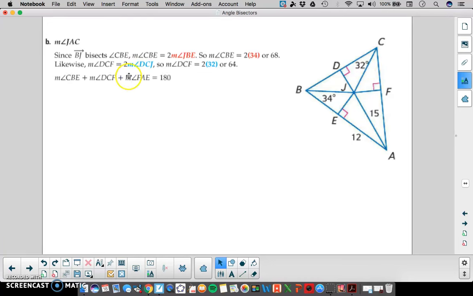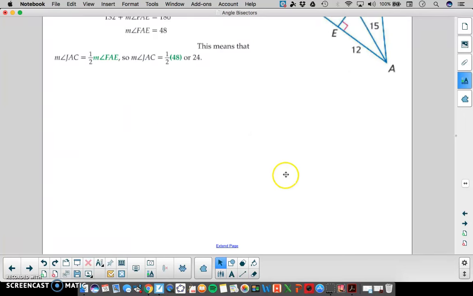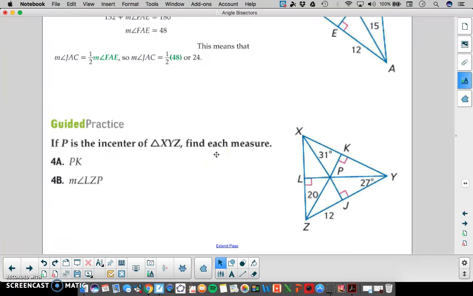Then I can use my triangle sum theorem to find the remaining angle A. So I know my 3 angles add to 180. So the 2 that I know are 68 and 64. Add those together and subtract from 180 and I get 48. But because 48 is the entire angle, I know that I need to divide that by 2. So 1/2 of 48 for each one of those angles that is bisected gives us 24 degrees. Okay, next I want you guys to try 4A and 4B using triangle XYZ here.